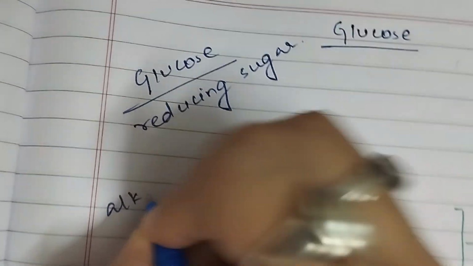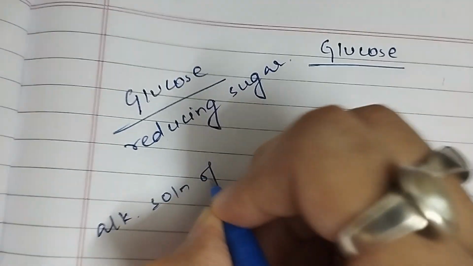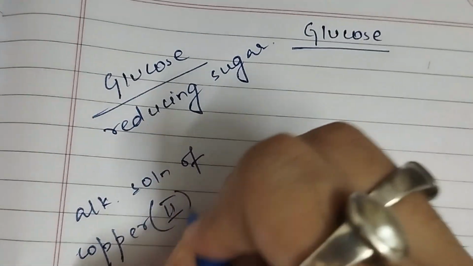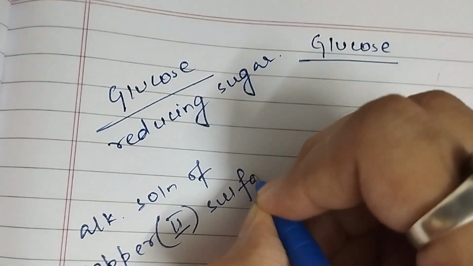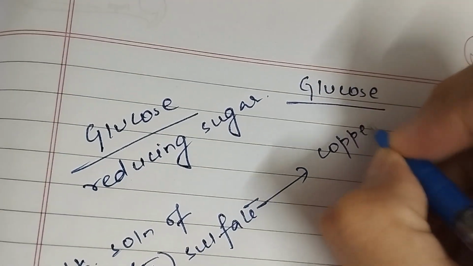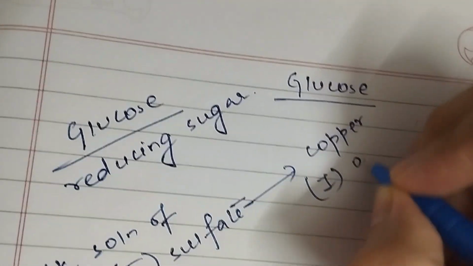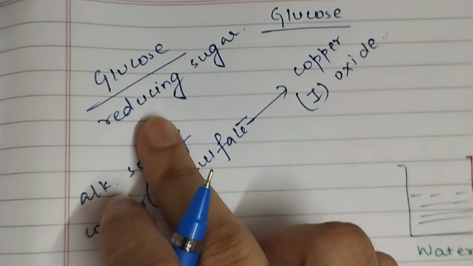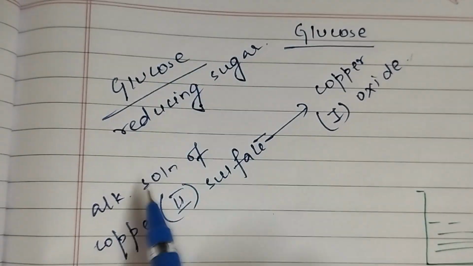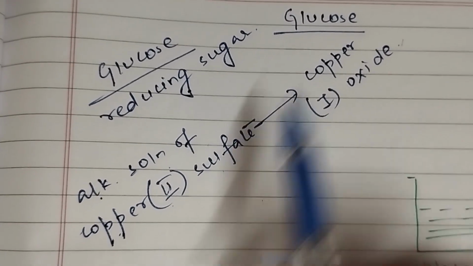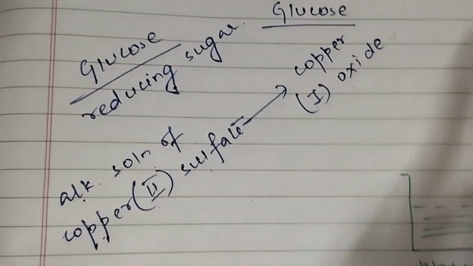It can reduce alkaline solution of copper 2 sulfate into copper 1 oxide. So if glucose is a reducing sugar, it will convert alkaline solution of copper 2 sulfate into copper 1 oxide.